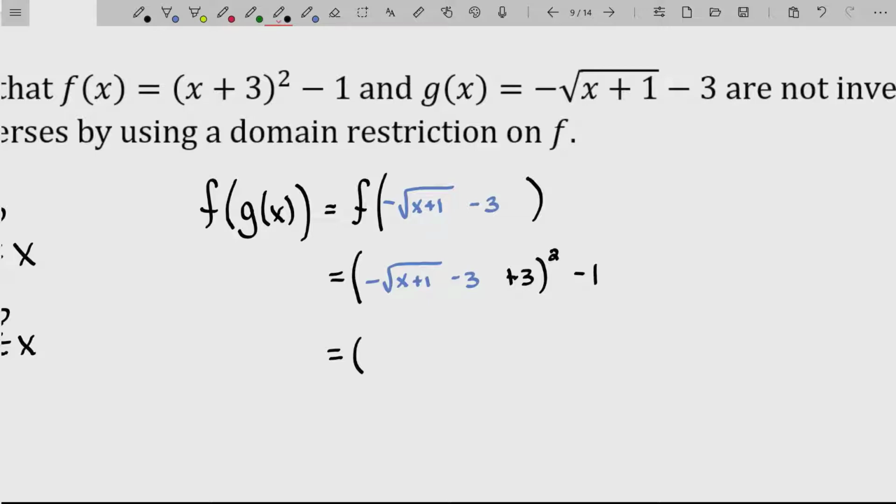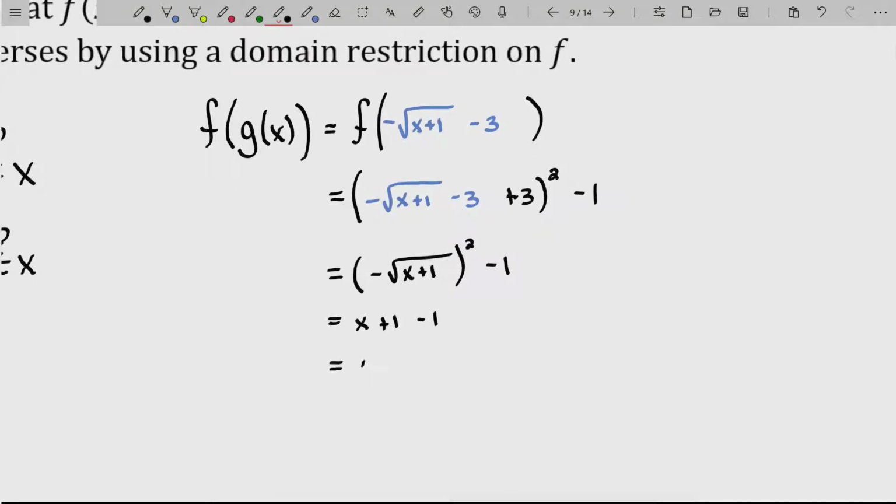Our arithmetic here is negative 3 plus 3. So we get this beautiful negative square root of x plus 1, that's being squared, minus 1. And then we're going to square that. Well, squaring the negative, that becomes positive. Squaring a square root, that cancels, and you get x plus 1 minus 1. A little arithmetic in the end returns x, and we rejoice. That is awesome. We feel as though these are inverses. But are they? Well, we'll find out.